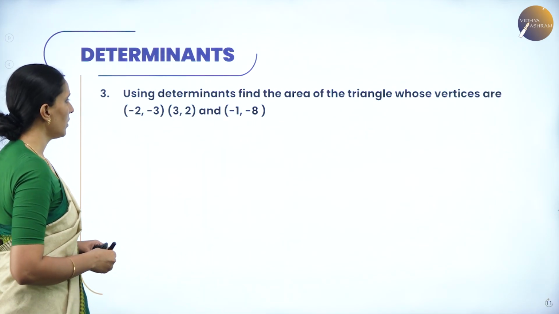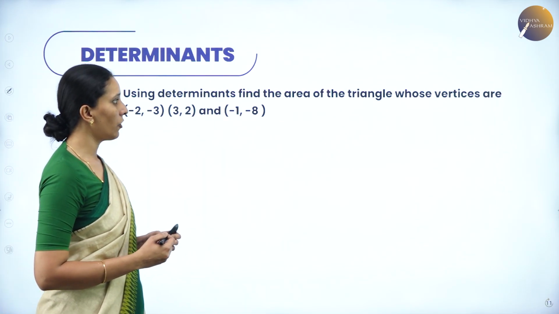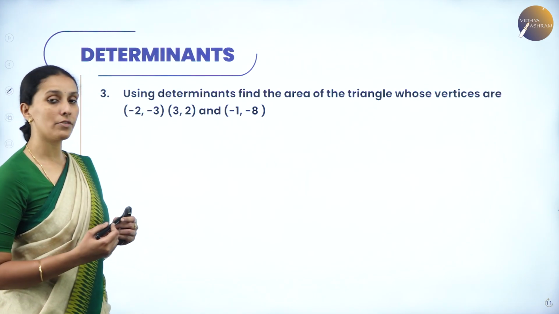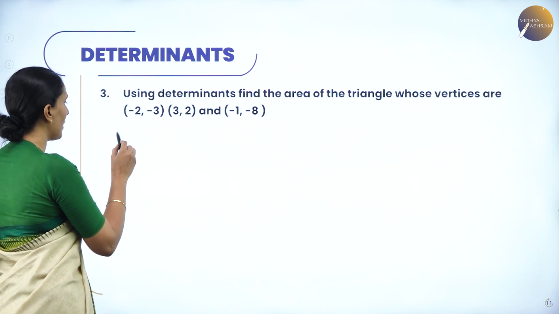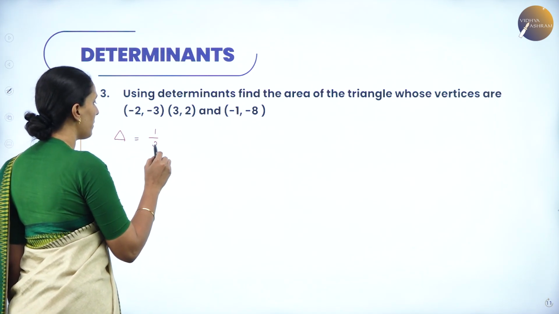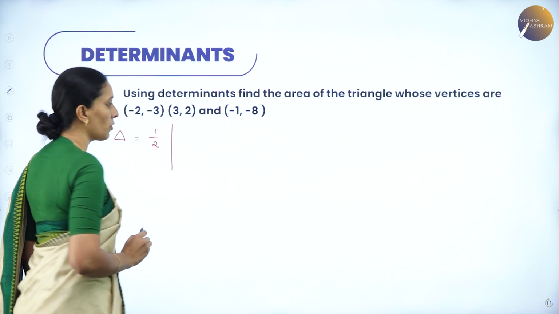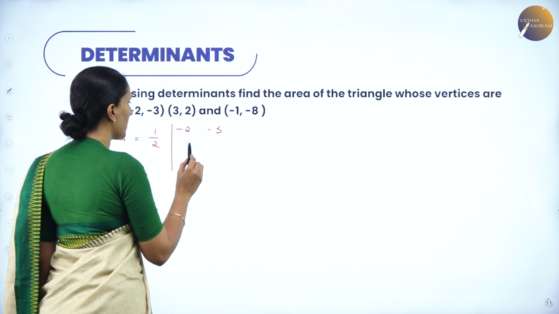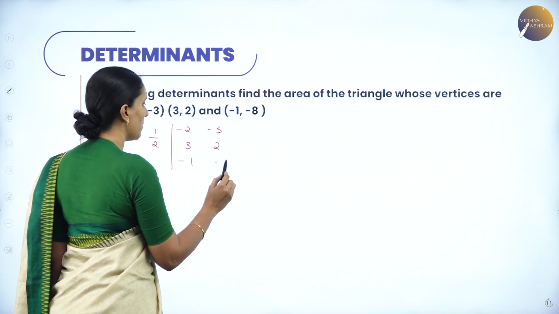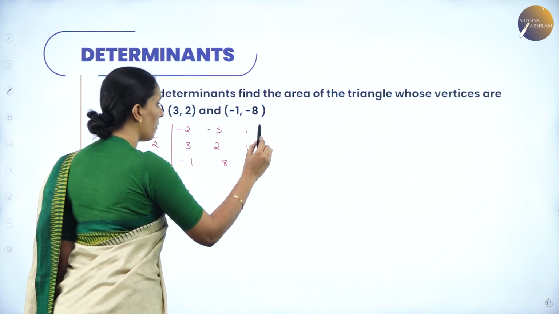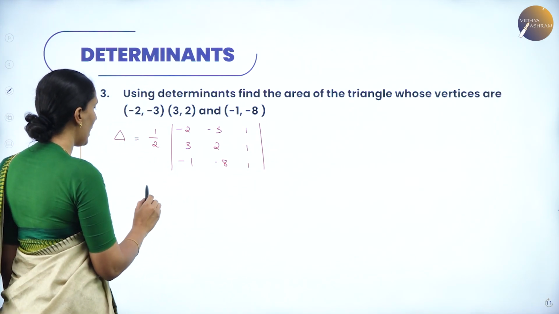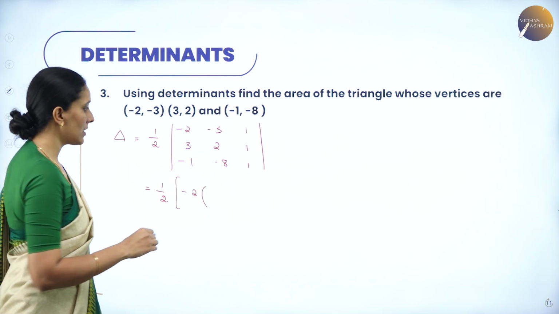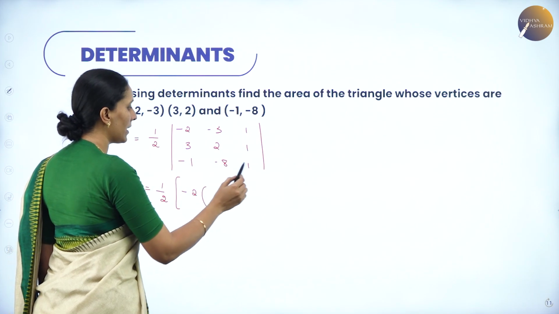Next question. Using determinants, find the area of the triangle whose vertices are -2, -3, 3, 2, -1, -8. Directly we can calculate delta is equal to 1 by 2. Let's substitute all the vertices inside the determinant. We have -2, -3, 3, 2, -1, -8, and the last column in the form of 1, 1, 1. Now we have 1 by 2. So -2, taking the determinant of 2, 1, -8, 1 here.